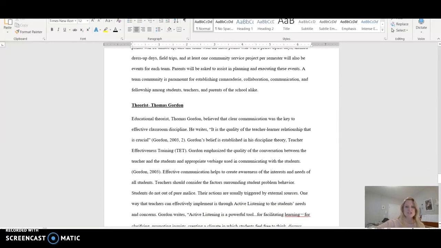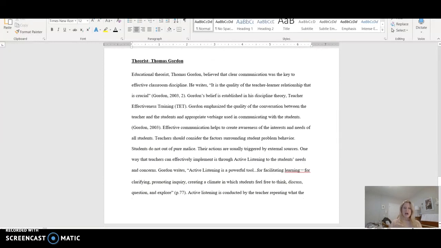And then she talks about the theorist that inspired her rules, expectations, and consequences. And hers is Thomas Gordon. And she cites the importance of the quality of the teacher-learner relationship. And you'll notice throughout, like with her team encouragement strategies, communication, collaboration, building this strong teacher-learner relationship through positivity, through positive reinforcement, and through verbal praise. Those were all elements that were integrated up there. And that's what she then referenced down in this portion.